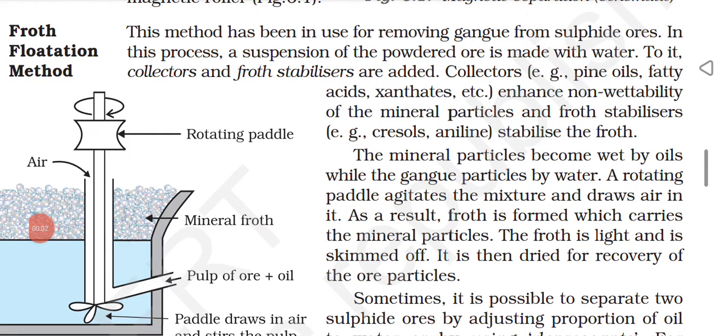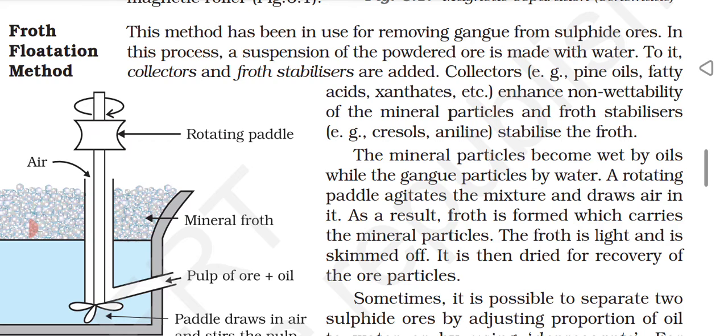NCERT metallurgy: froth flotation method. This method has been in use for removing gangue from sulfide ores. In this process, a suspension of the powdered ore is made with water. To it, collectors and froth stabilizers are added. This is an important question: which are collectors and which are froth stabilizers?